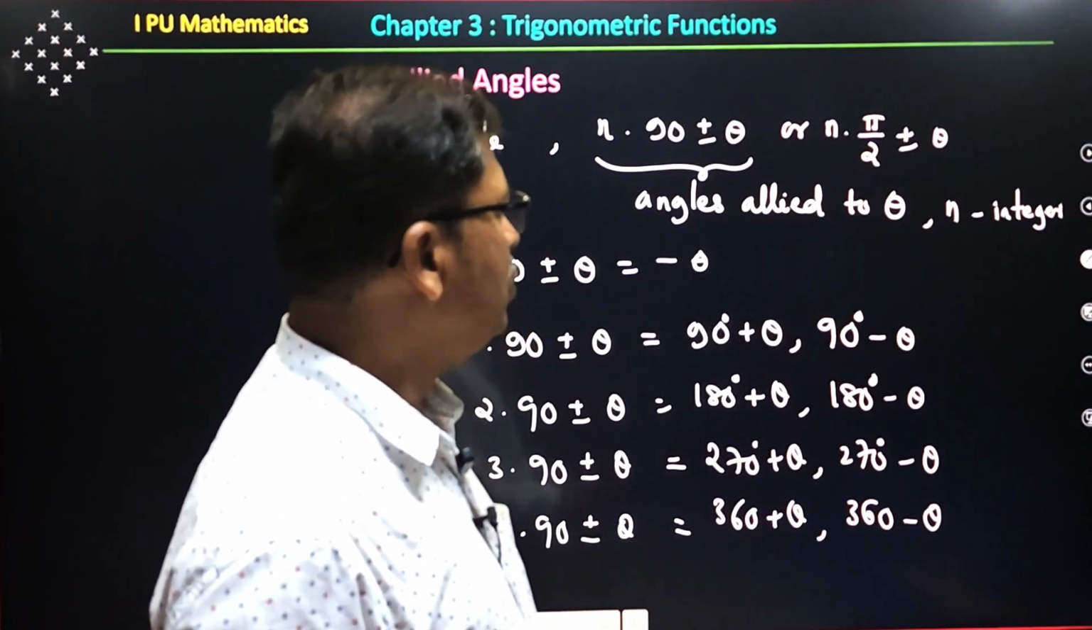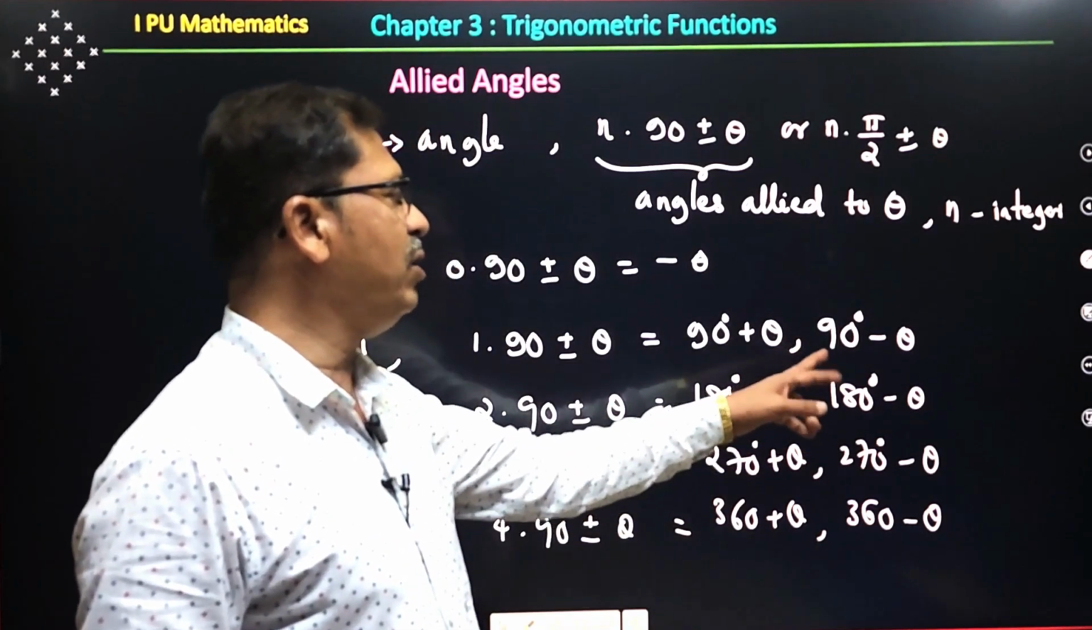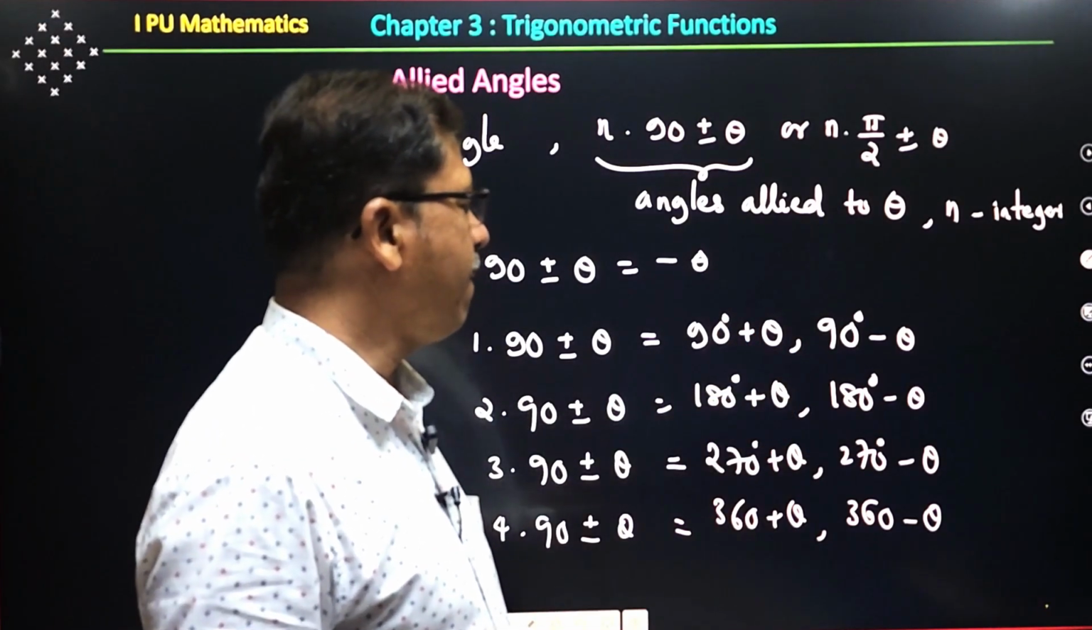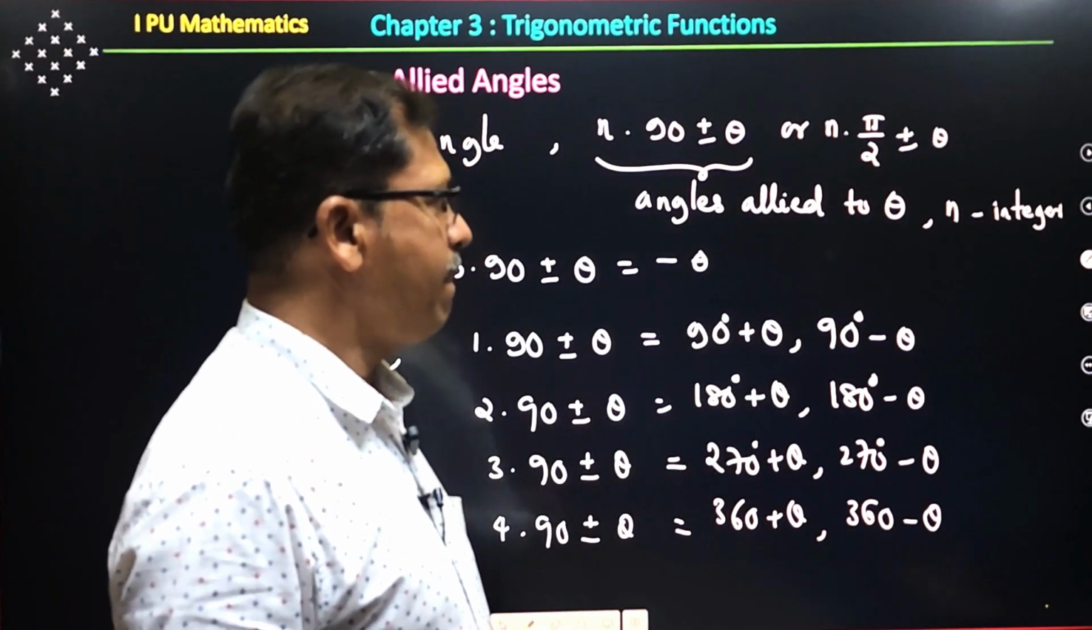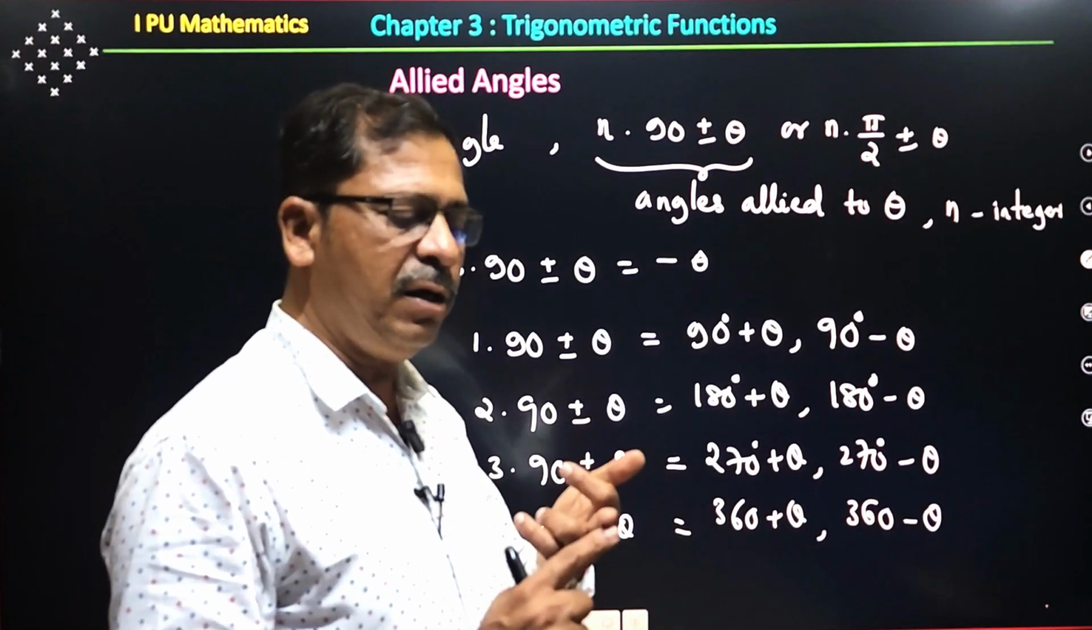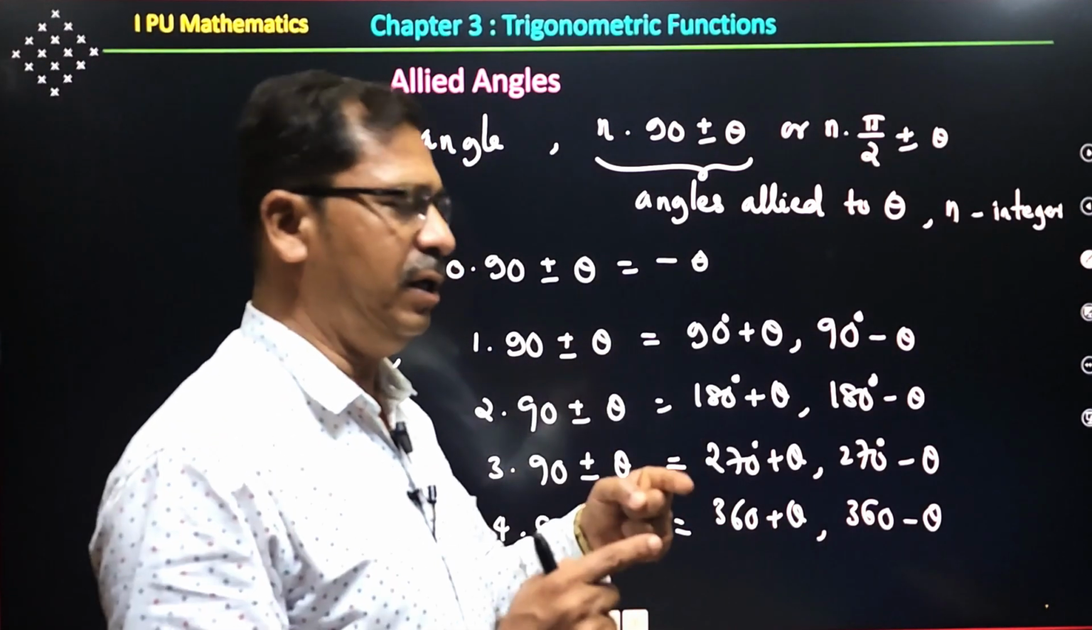What is your opinion? Which one is acute angle in this case? 90 minus theta or 90 plus theta? 90 minus theta. 90 minus theta falls in 0 to 90.